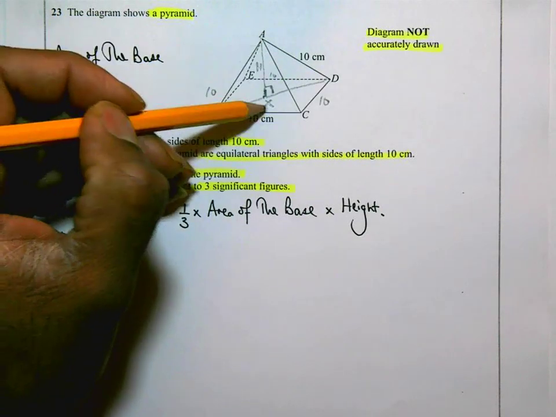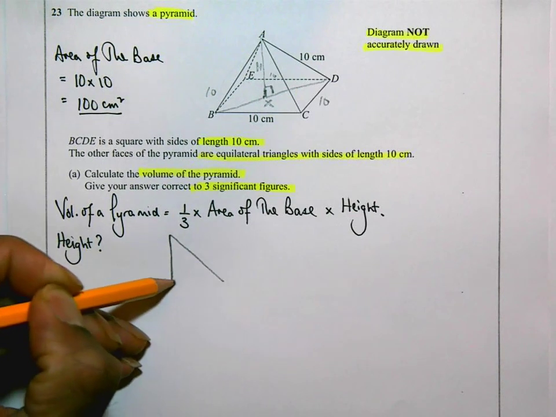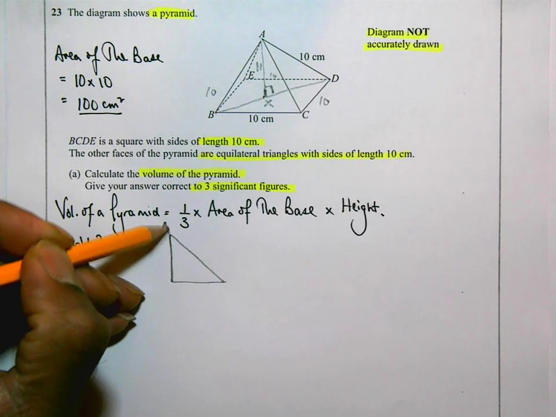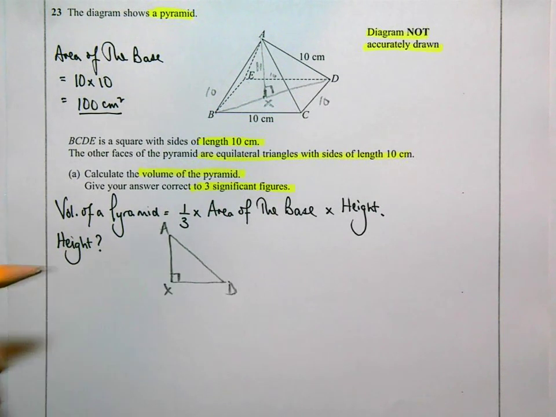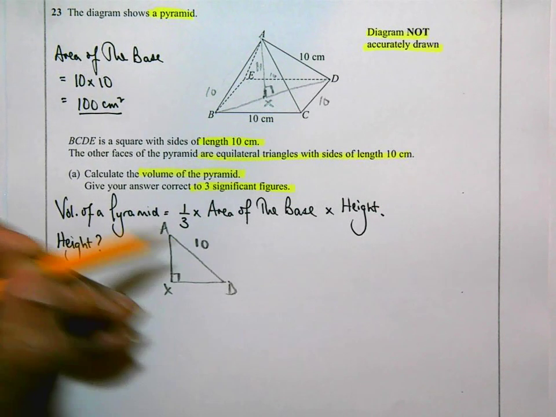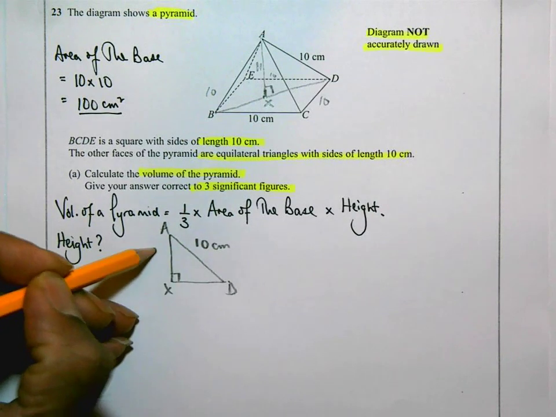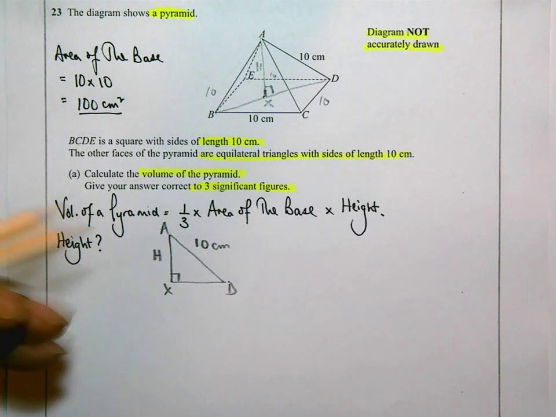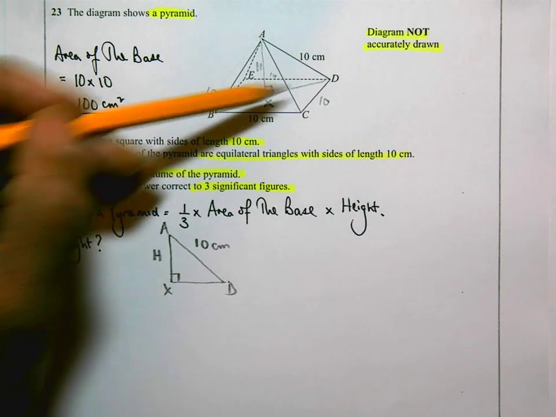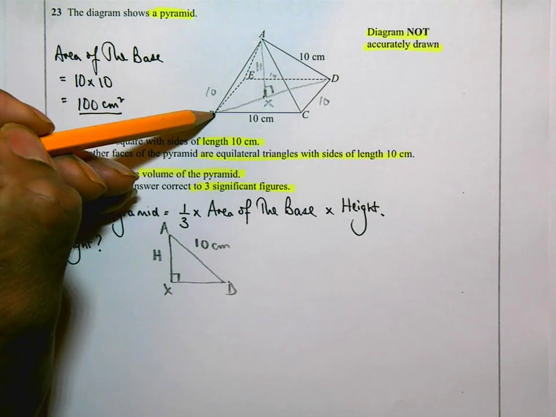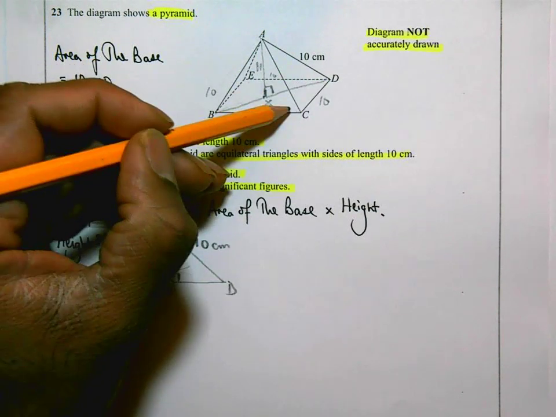I'm going to draw it over here. AXD, and that's a right angle triangle. Okay, I know this distance here is 10. That's that sloping edge there, 10 centimeters. I want to work out the height. I don't know what this distance here is, but if you're familiar with this type of question, you should be able to work it out, because the base of the pyramid is a square, all of these angles in the corners are right angles.